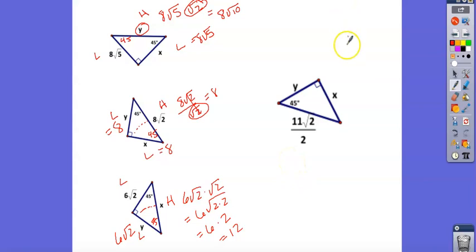Okay, let's come over here. They have to tell you it's a 45-45, or they have to tell you these two sides are equal and that this is a right.